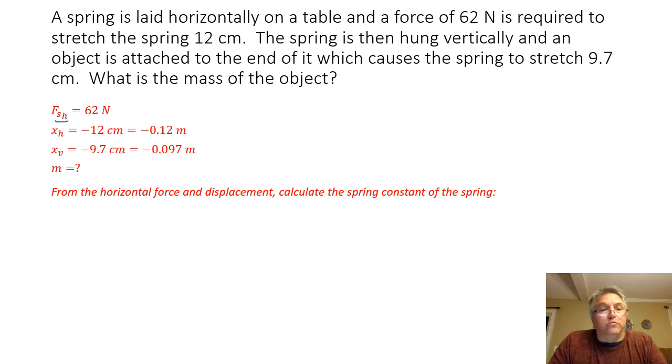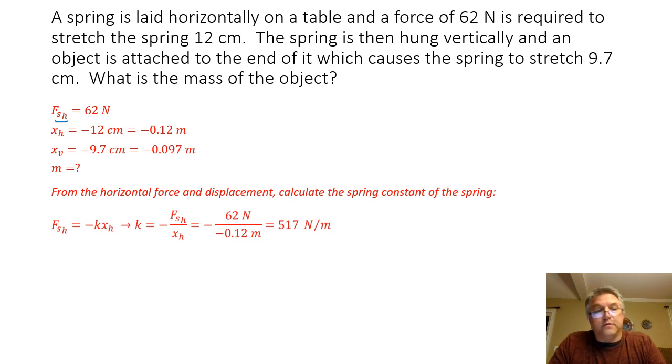So let's do that. I know that the force of the spring in the horizontal direction is equal to negative k times x. K, the spring constant, x is my displacement. Solving that for spring constant, I have k equals negative force divided by displacement. I'll plug my known values for the horizontal direction into that equation, and I am going to get a spring constant of 517 newtons per meter.